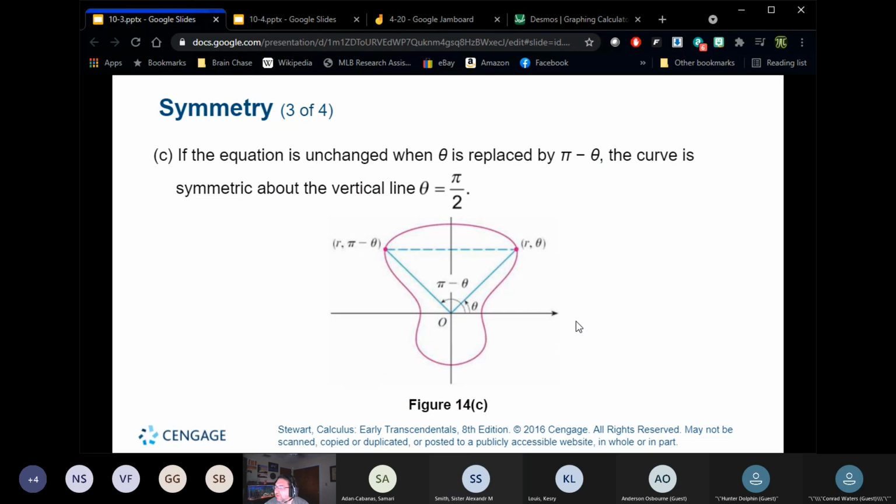You also can have symmetry across the vertical line, where it's the same as pi minus the theta. So it's the same thing as theta and then theta minus pi, or pi minus theta. We'll give you the two things on the other sides.